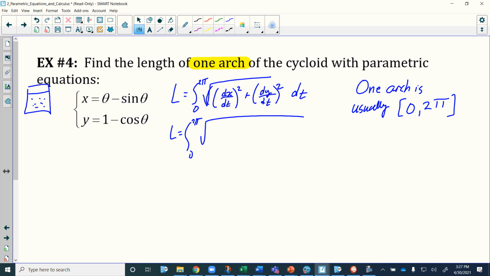The derivative of x is just going to be 1 minus cosine of theta. So here I'm going to get 1 minus cosine of theta quantity squared. The derivative of y with respect to time is just going to be, cosine is negative sine, so negative negative makes this a positive sine of theta quantity squared. Actually, no, in this case it should be theta, d theta.